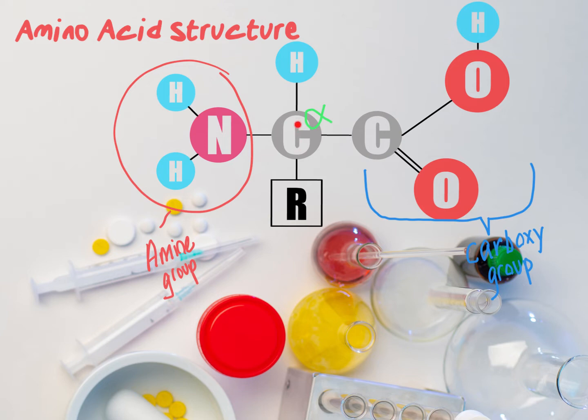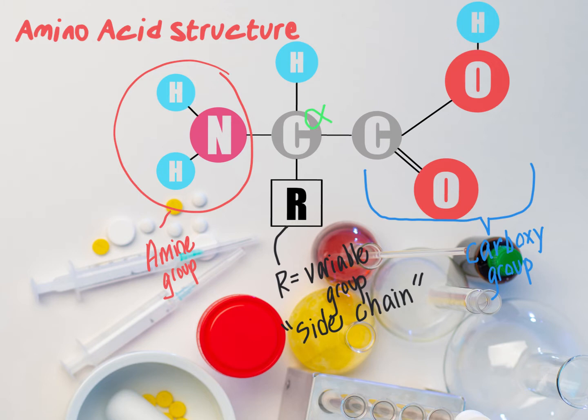It's here at the alpha position where we have a so-called R group, and the R group is the variable group between the different amino acids. So R is going to be equal to a variety of different groups. Some of those groups will be acidic, some will be basic, some will be polar, some will be nonpolar, some will be aliphatic, some will be aromatic.